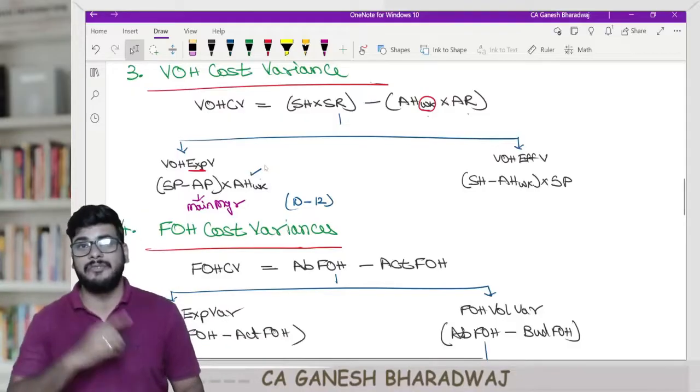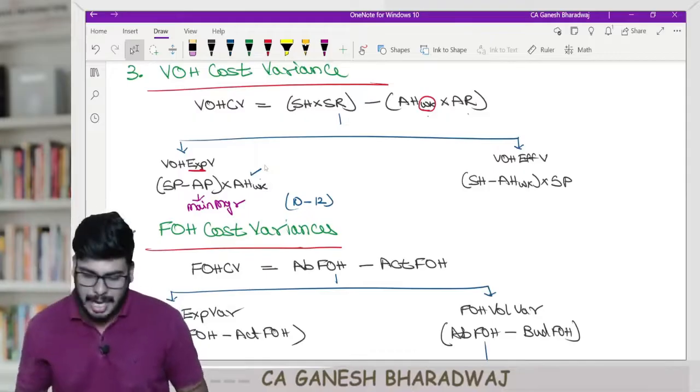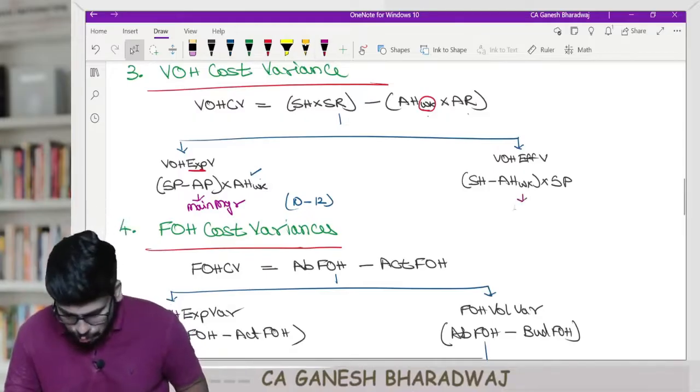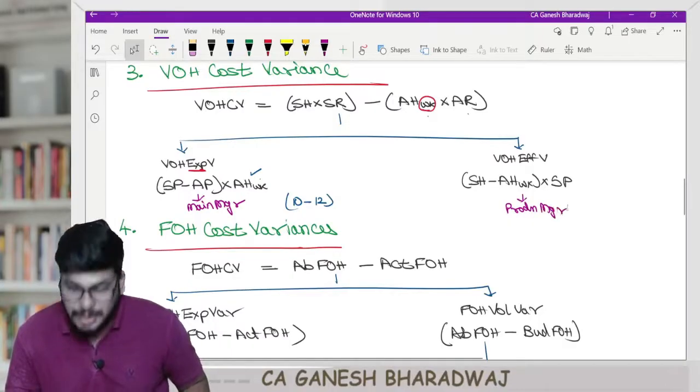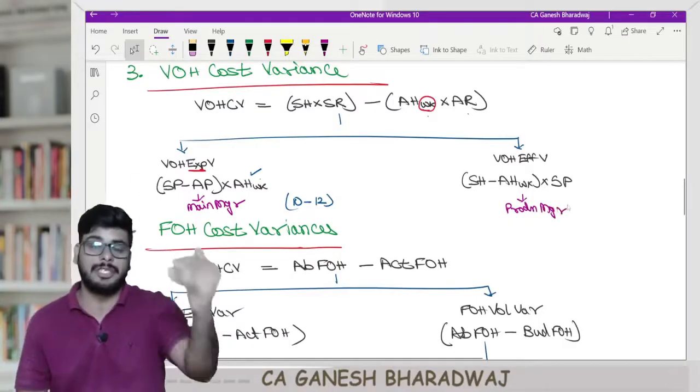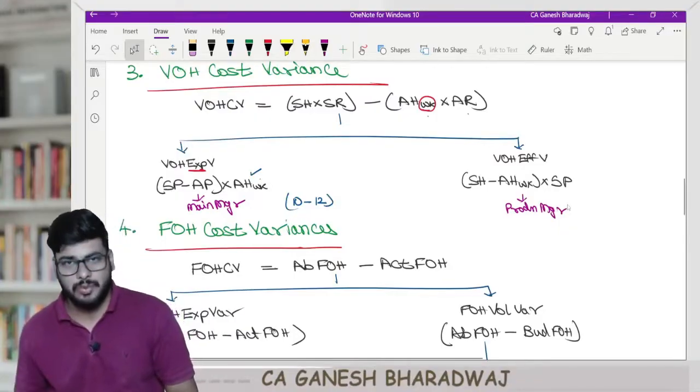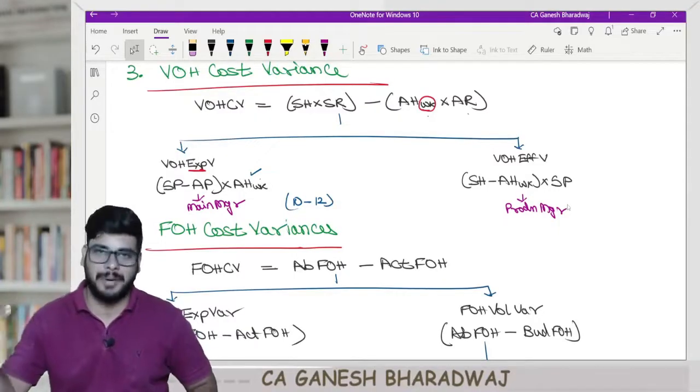On the other hand, you have variable overhead efficiency variance. Efficiency variance is the responsibility of whom? Again, the same guy, the production manager. So here, what comes in, guys? Here it's going to be standard hours, the hours that you should have spent, minus actual hours worked, the whole into standard price. Are you clear with this?